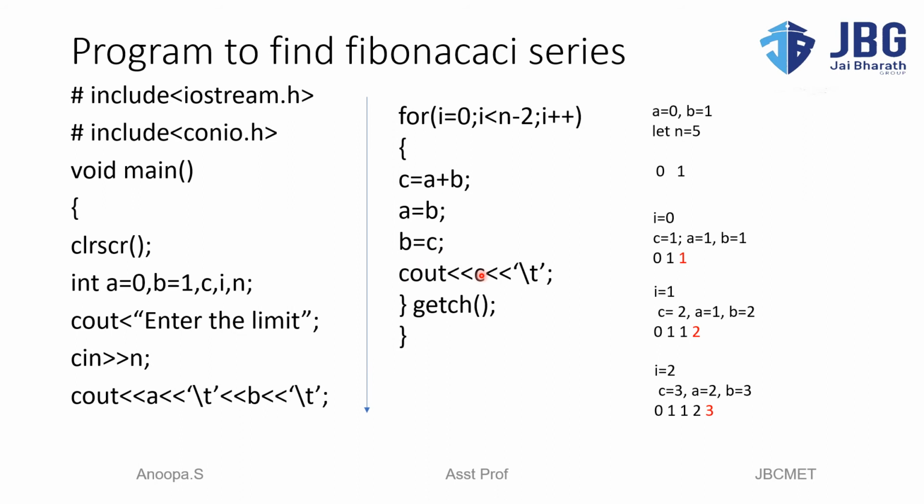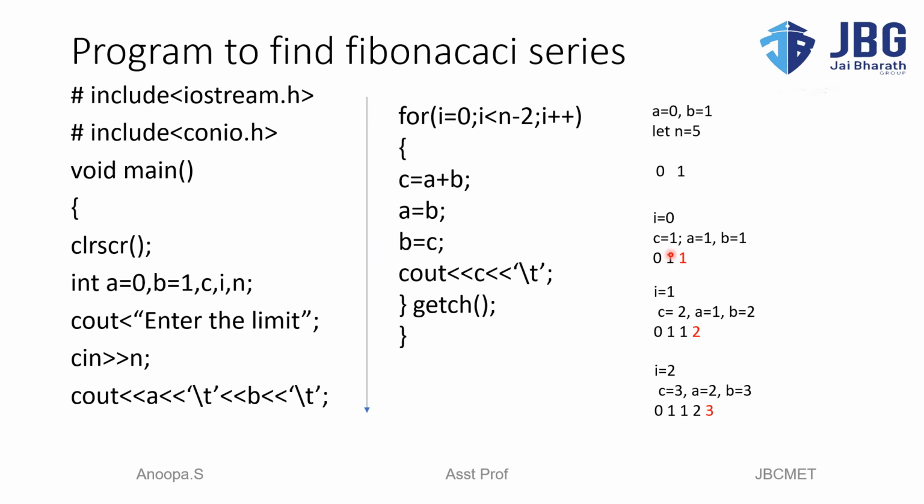C will get displayed. So this loop continues till n minus 2. So this is a sample output. Initially when A equal to 0, B equal to 1, and I gave n equal to 5. So 0 and 1 is displayed as per this statement. Then when I equal to 0, C is computed. C equal to A plus B.